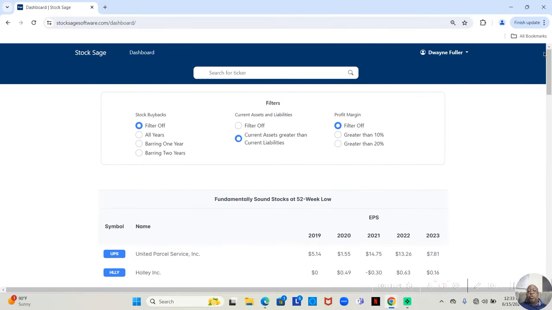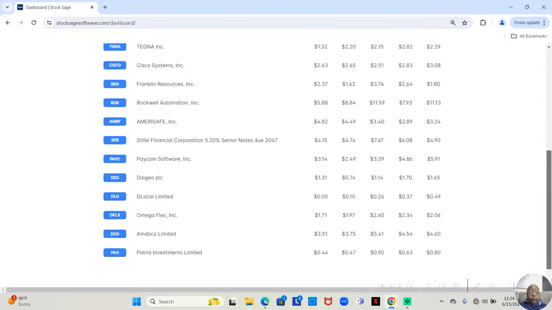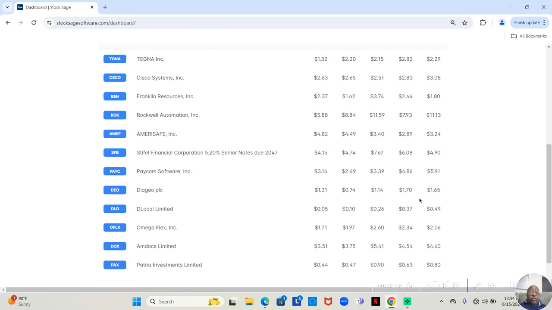Another thing we can do, which is going to make the list dramatically shorter, is we could say for profit margin on the income statement, I want the net income that's coming from total sales and revenue to be 10% or greater. Once we choose that, this list narrows down. Much smaller. Still quite a few companies, but much smaller.